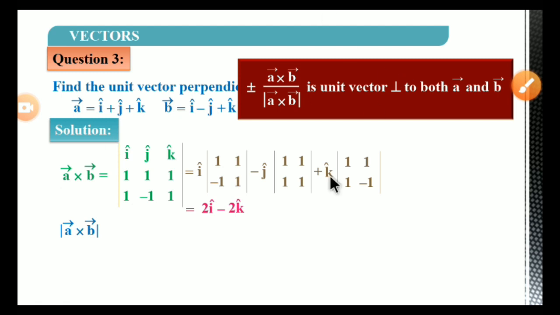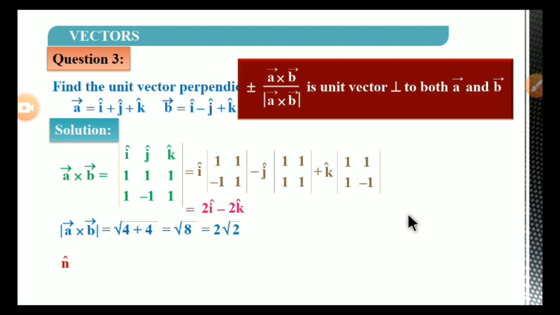Now we can find the magnitude of A cross B, which will be equal to square root of 4 plus 4, because 2 square and minus 2 square are also 4 only. Square root of 4 plus 4 is equal to square root of 8, which can also be written as 2 into square root of 2.